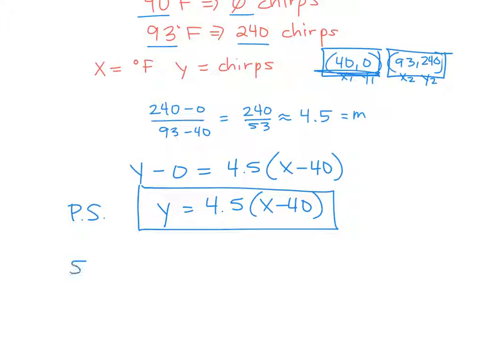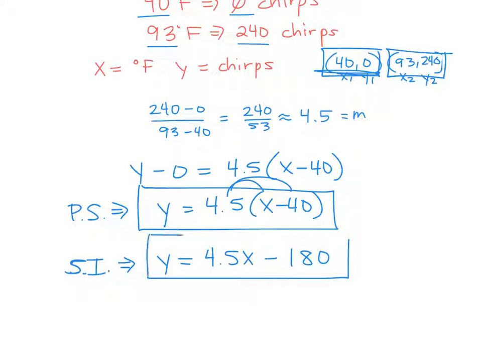What if I wanted slope intercept form? What would I do for slope intercept? Just distribute, right? Your y is already isolated, so all you got to do is just distribute this. So that would be y equals 4.5x minus 180. Okay, so that's slope intercept form.